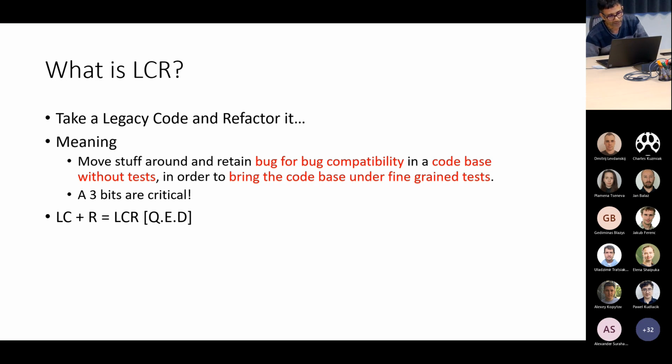So the whole purpose of legacy code refactoring is that you are retaining bug for bug compatibility, in a code base without tests, in order to bring the code base under fine-grained unit tests. That's the purpose. That's what it means. All three bits are critical. If you lose one of these bits, then it's no longer legacy code refactoring. So suddenly you change it and there are a bunch of new features introduced and a bunch of bug fixes that you didn't intend. That doesn't count as legacy code refactoring. And therefore LC plus R is LCR.